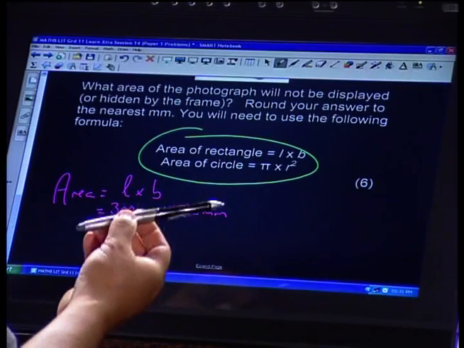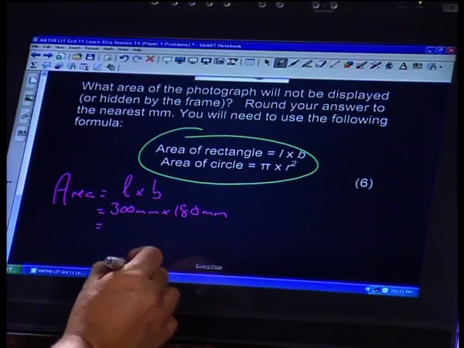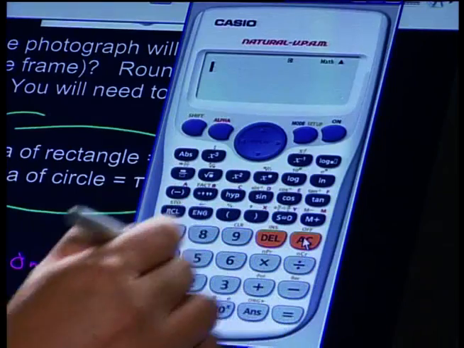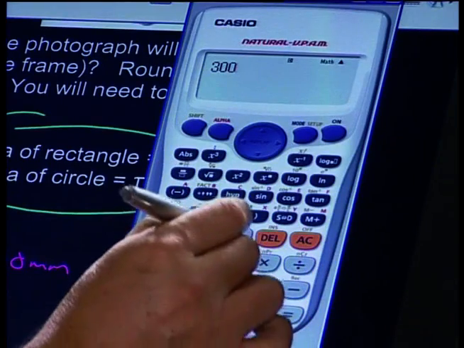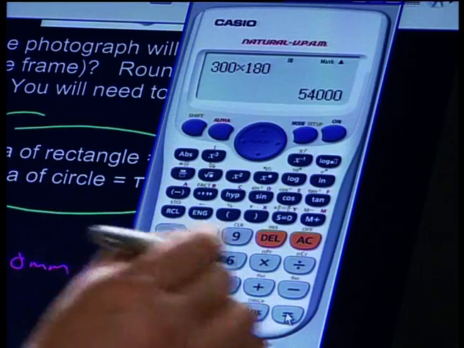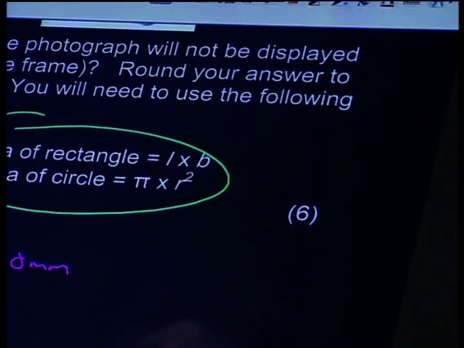Because what is 1 times 2? 1 times 2 is 2. What's 2 times 1? It's also 2. So if I'm multiplying, whether I say apple times banana or banana times apple, it really doesn't matter. I'm going to get the same answer. So 300 times 180 is the same thing as saying 180 times 300. And our calculator is going to do that for us. So 300 multiplied by 180 equals 54,000.